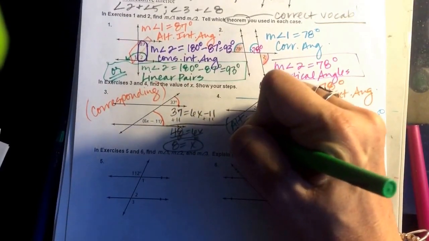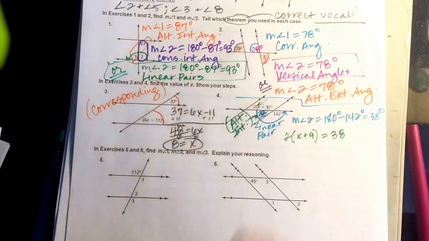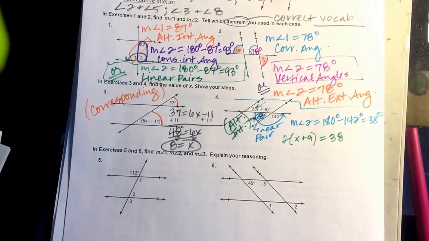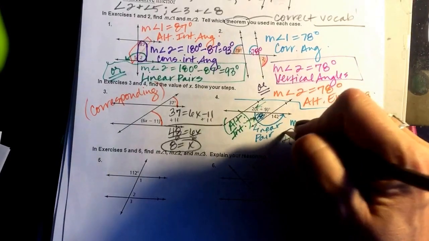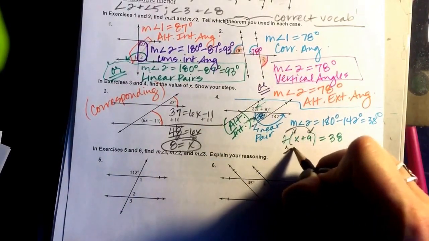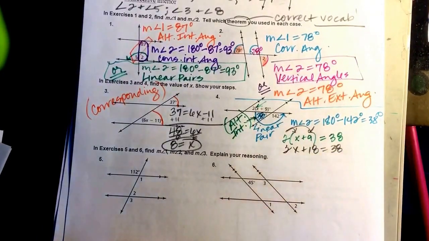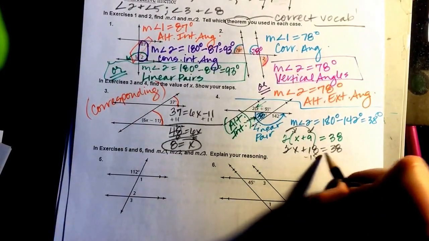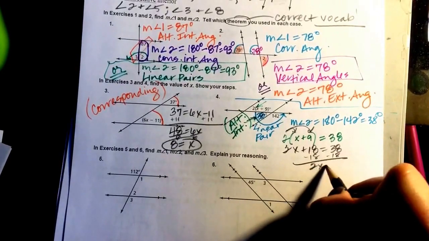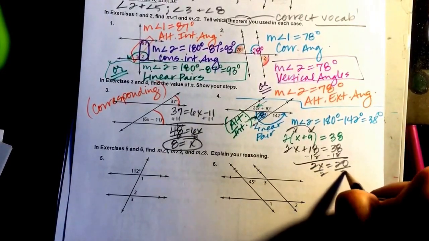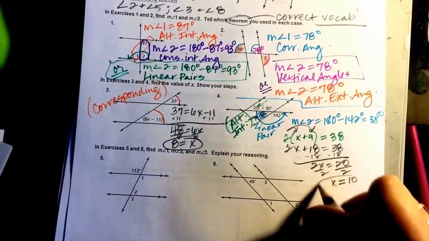And again, you don't have to write that down. The directions don't say give the theorem or vocab, but I'm giving it to you because of the need to practice. I'm going to distribute: 2x plus 18. I've got loud bracelets on today. So take 18 away. 2x is 20. Divide by 2. X is going to be 10.